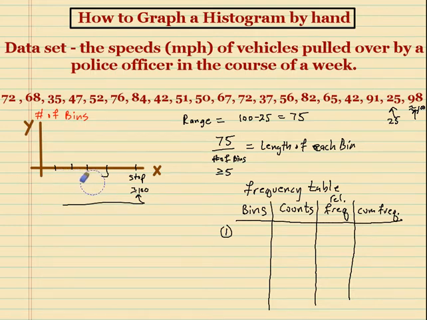I'm going to erase this and start. I know where I want to start: I want to start at 25, and I want to end somewhere around 100. So let's pick a number, divided by 5. So every length would be 15. This would be the length, and this would be the number of bins.